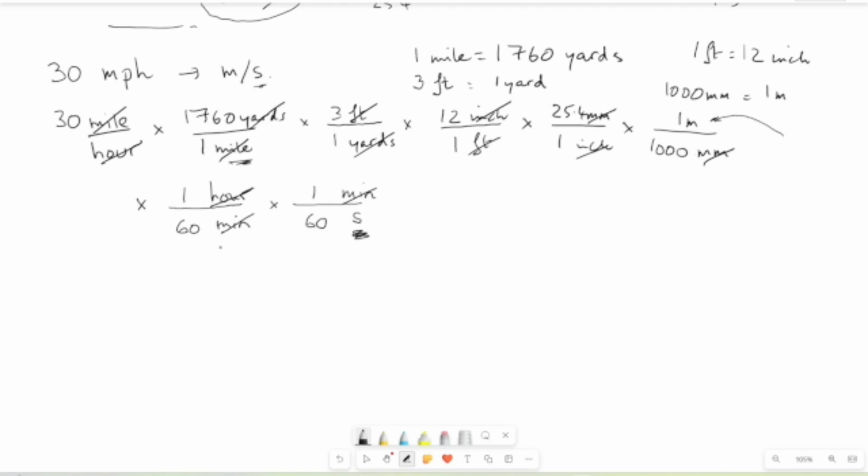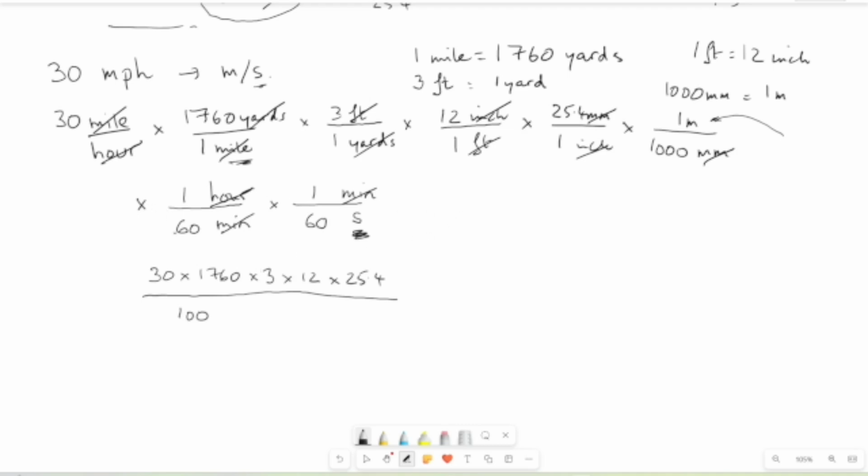So I can now get the calculator and say 30 times 1760 times 3 times 12 times 25.4. I could multiply it by 1, but there's no point in doing that, just as there's no point in dividing by 1 mile, 1 yard, 1 foot, 1 inch. But I do have to divide it by this 1,000. So let's divide that by the 1,000.